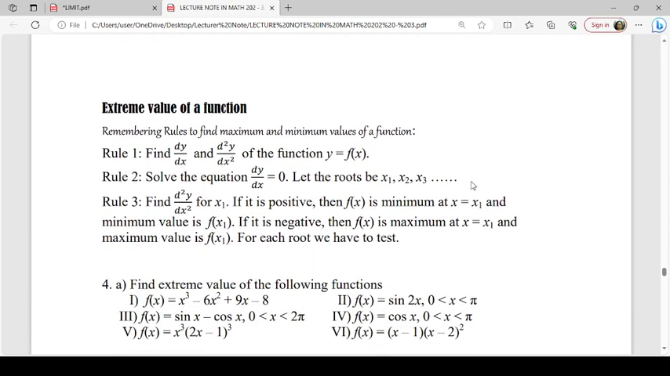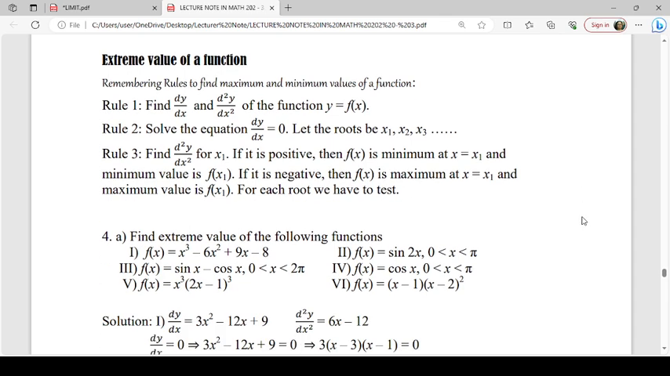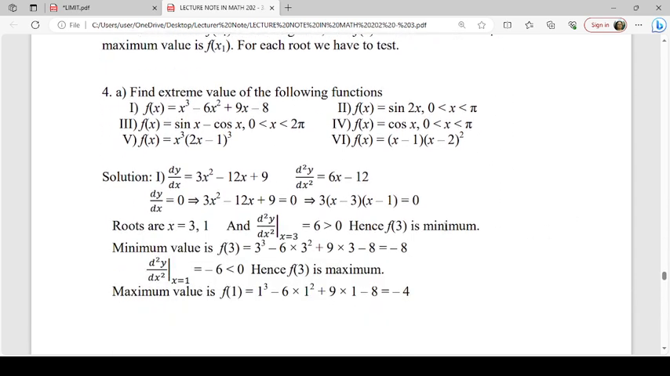Then extreme value of function. So to find extreme value, maxima minima, there are rules. We need to find dy/dx, then d2y/dx2, then we make dy/dx equal to 0. We are finding these roots, x equal to 3, x equal to 1. Then at x equal to 3 and x equal to 1, we test it.